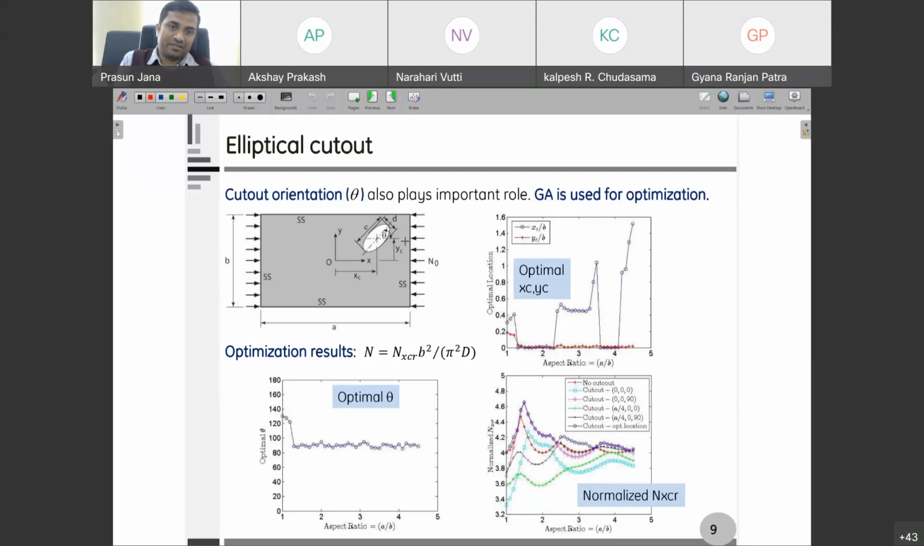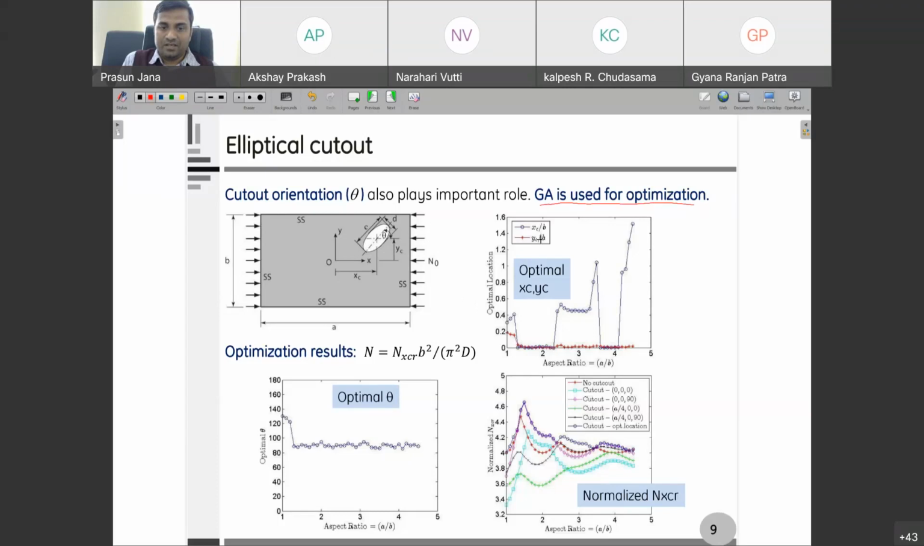In the elliptical shape there will then be 3 parameters. For the circular cutout only XC and YC we changed, because we want to keep the area of the cutout the same. That's why the diameter of the cutout was not varying in the earlier cases. So here also we will keep the same cutout area, and we will change the location as well as the orientation of the cutout. So here orientation will also be one parameter. This optimization is done using these 3 parameters, and here we have used GA again for the optimization.